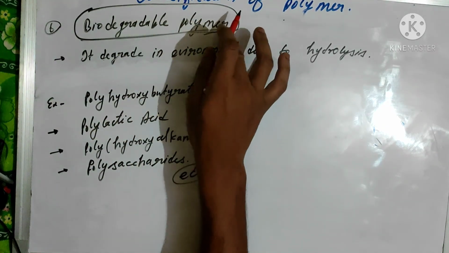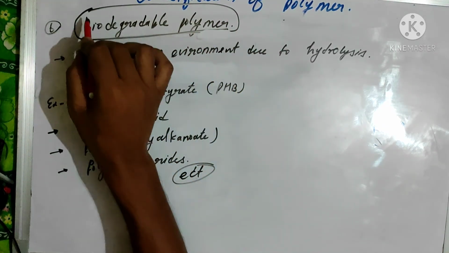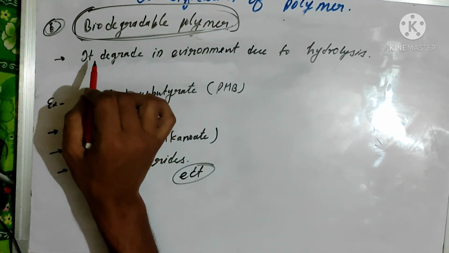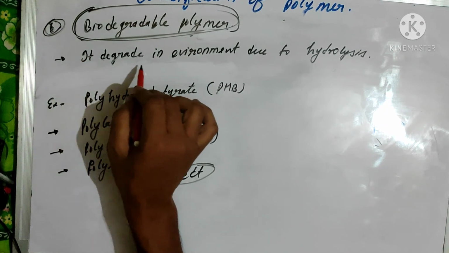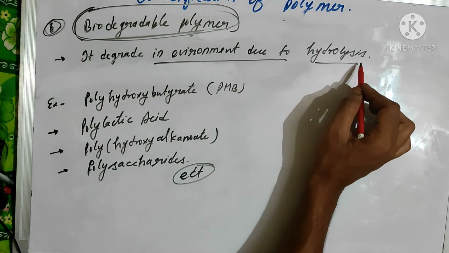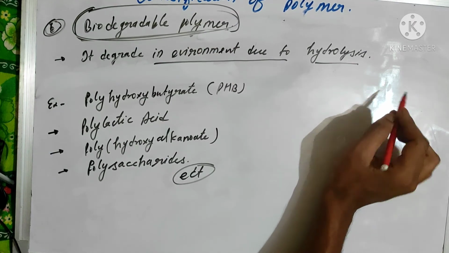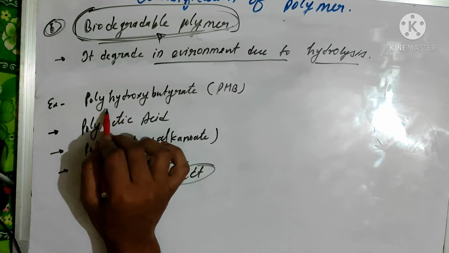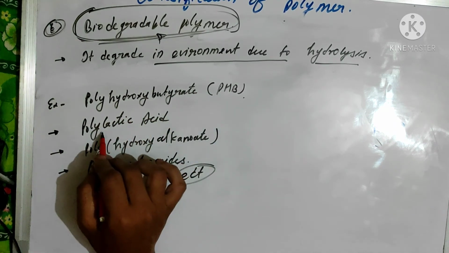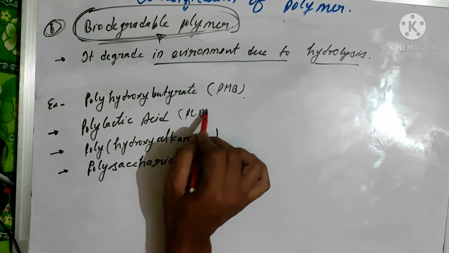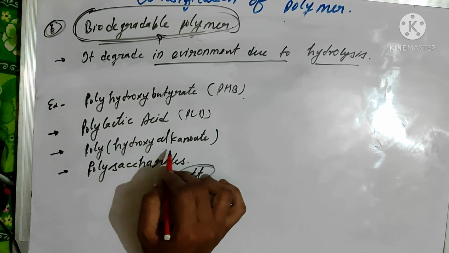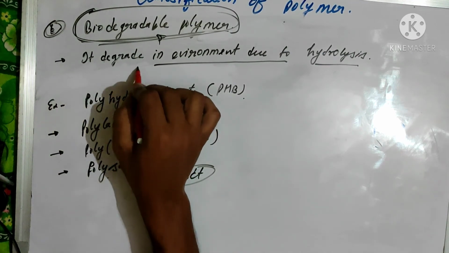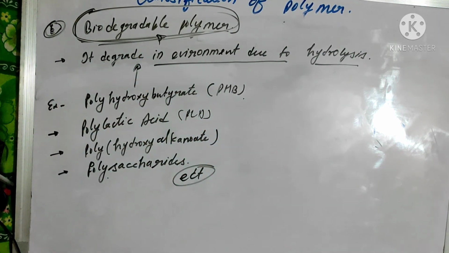Biodegradable polymer. The biodegradable polymer is the polymer which degrades in the environment due to hydrolysis and oxidation processes. Some examples of the biodegradable polymer are polyhydroxybutyrate (PHB), polylactic acid (PLA), polyhydroxyalkanoates and polysaccharide. These come under the biodegradable polymer.